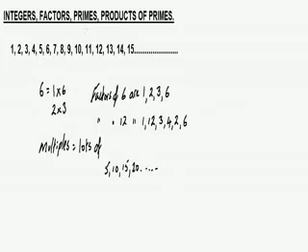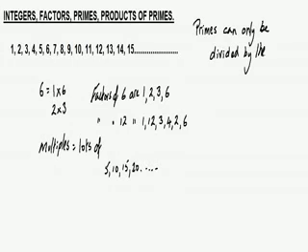Then we get to prime numbers. Now, primes have a particular property. Primes can only be divided by themselves and 1. So they have no other factors except themselves and 1.